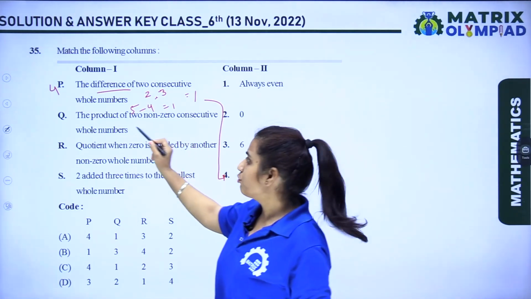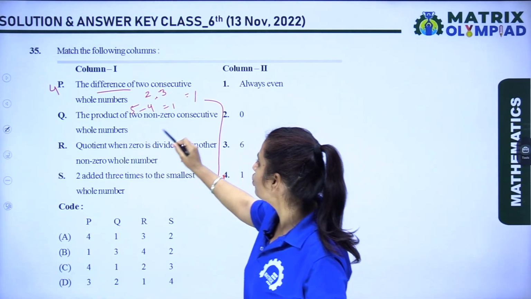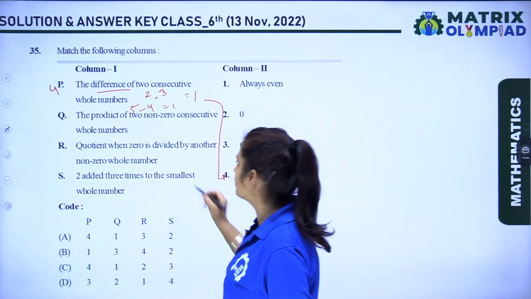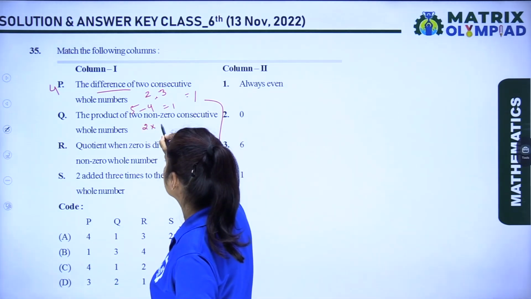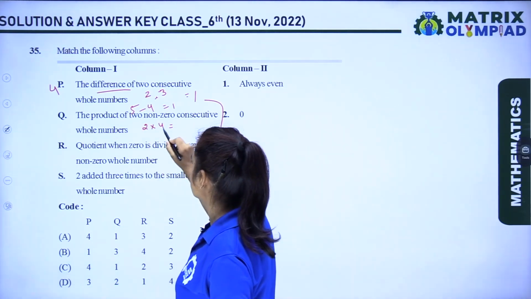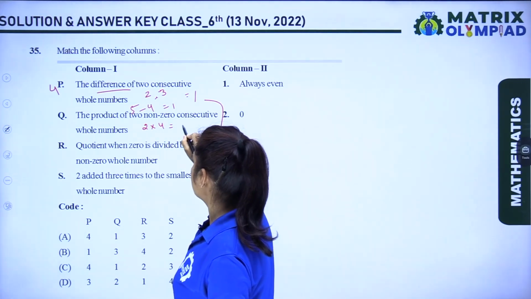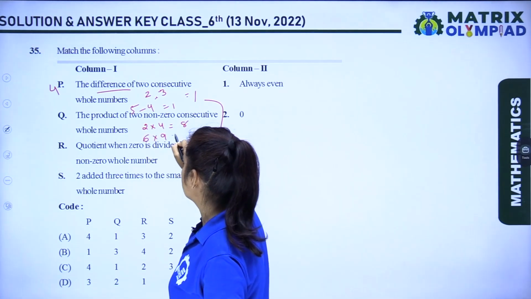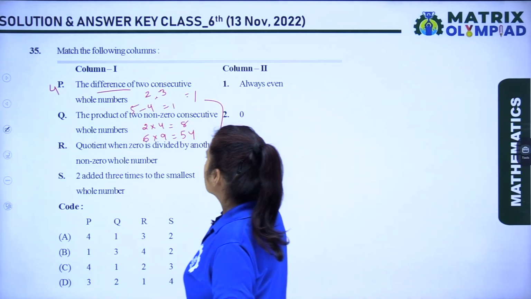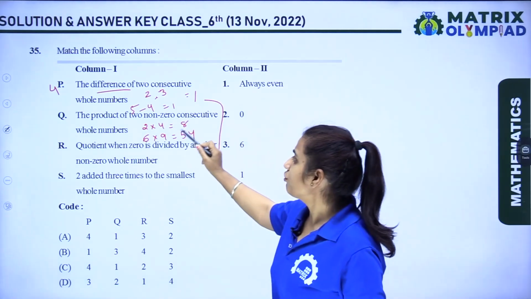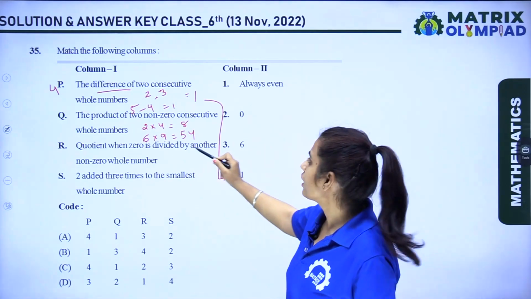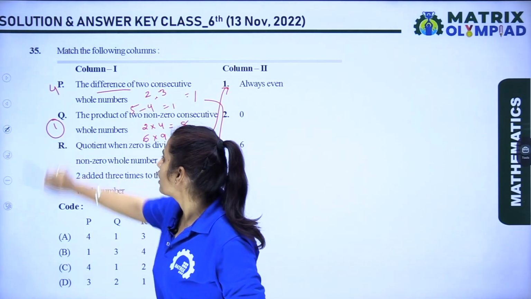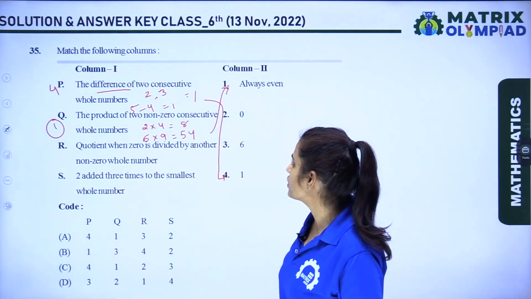Now the next statement is the product of two non-zero consecutive whole numbers. Now we have to find out the product of two such numbers. Let it be 2 multiplied by 4, which is 8. Let's take one more example, 6 multiplied by 9, that is 54. So we can say that the product of two non-zero consecutive whole numbers is always even. So here the correct answer in column 2 is the first one.